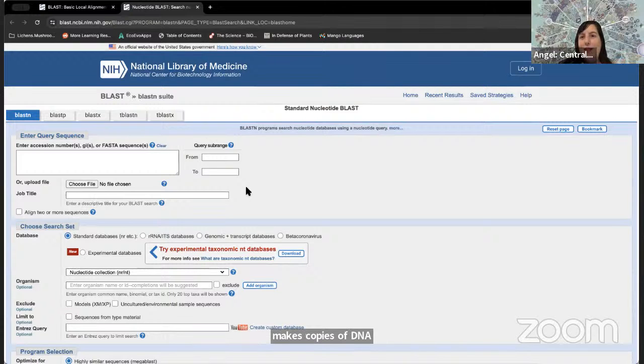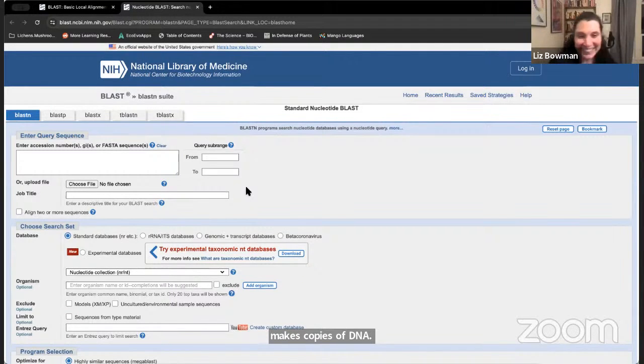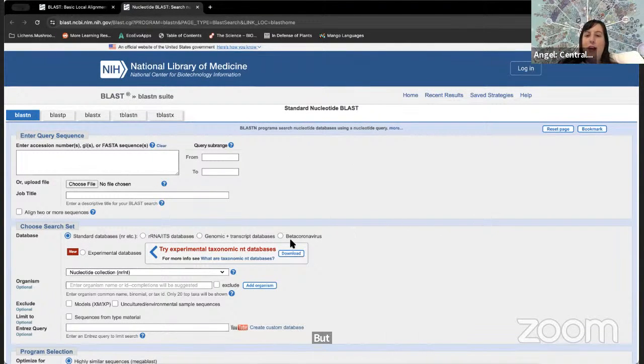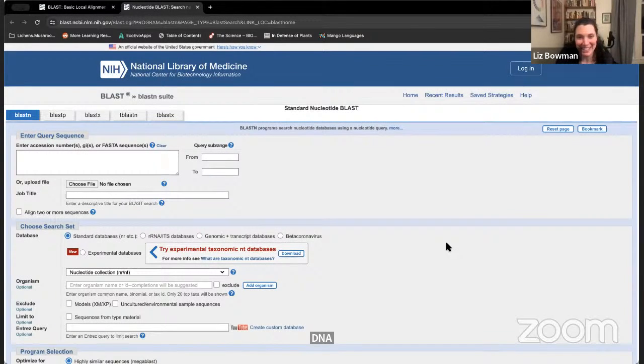Ooh, let's see. We've got Ben got it. So the thermocycler is the machine that does it, but it's actually the polymerase, and I did say machine, so I was a little confusing. Sorry, guys. But DNA polymerase, that's right, Stephanie. It is an enzyme.